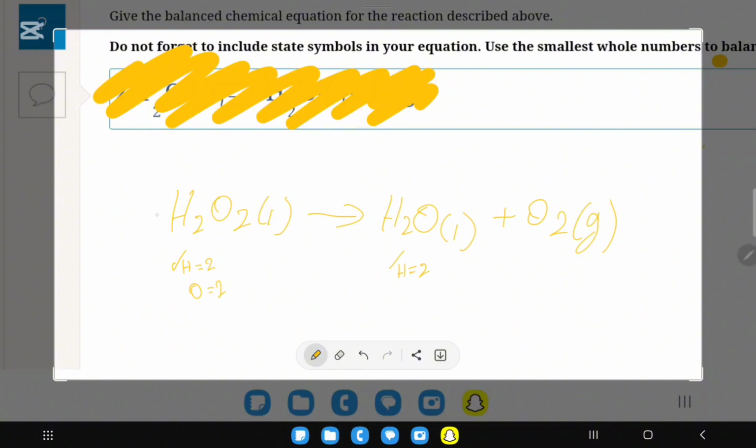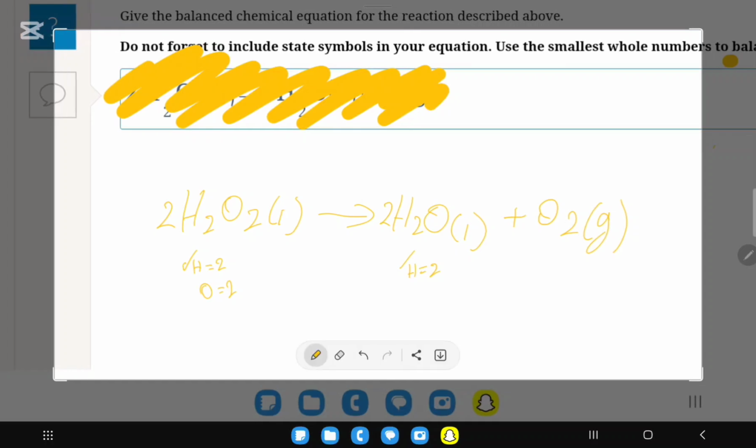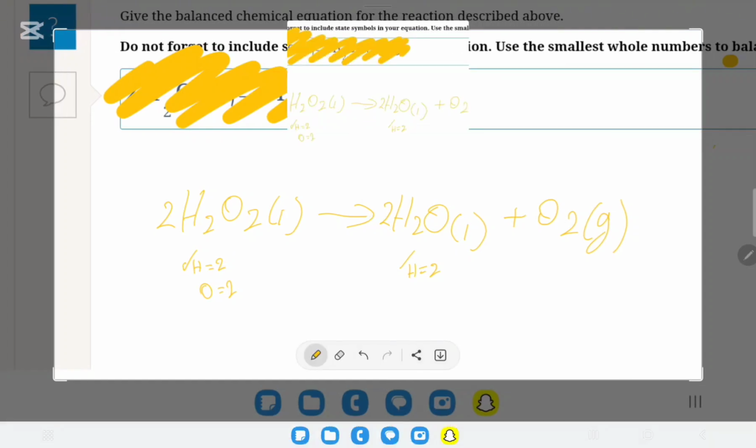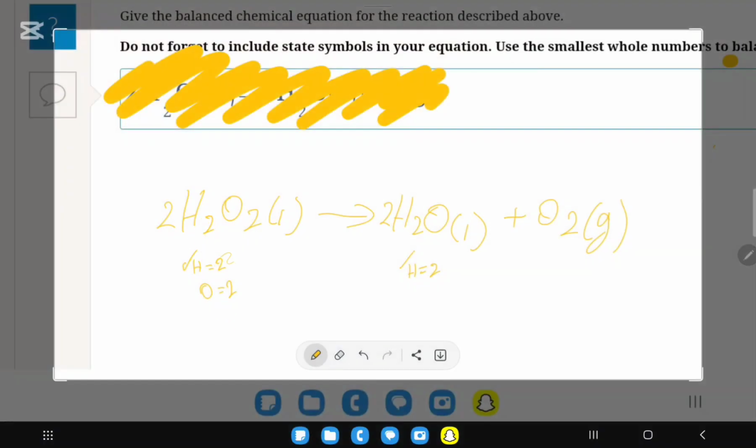If we try H2O2, 2H2O2 and 2 here, you get H is 4, O is 4 for the reactant side. For the product side, H is 4, so now H is balanced. O is 2 plus 2. This is your balanced formula.